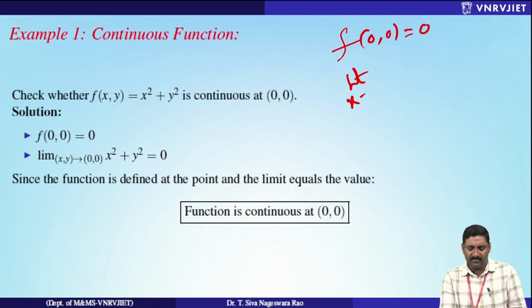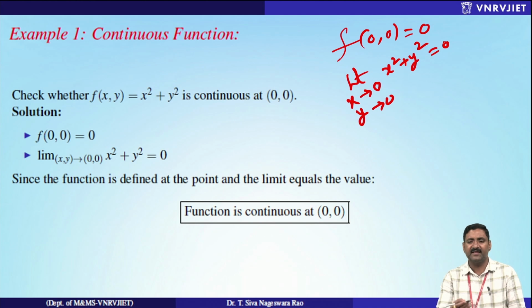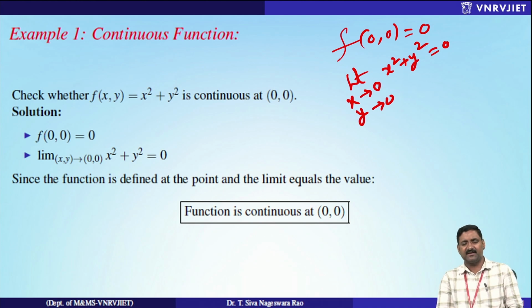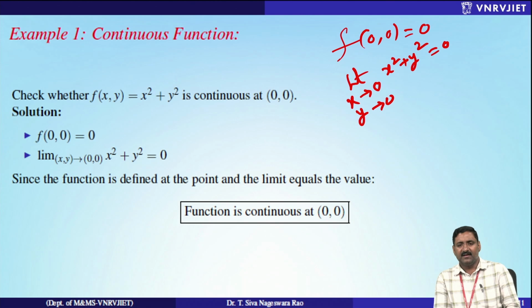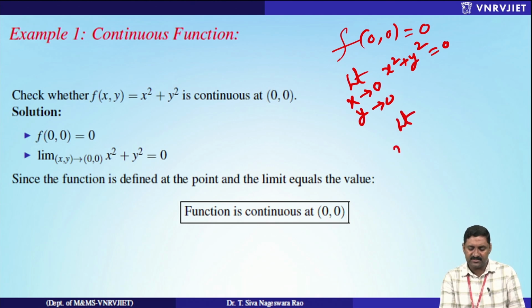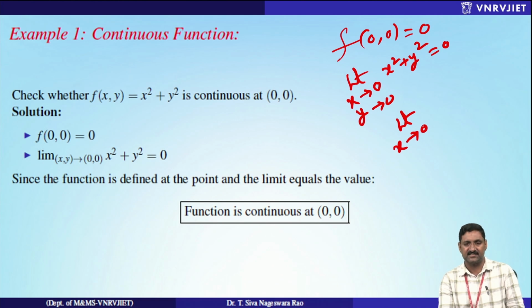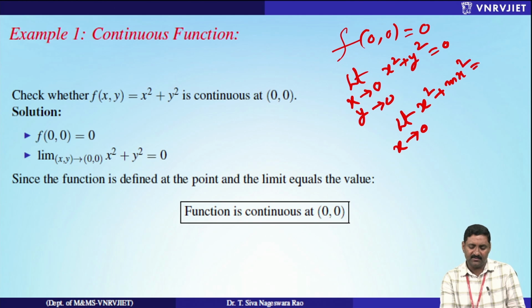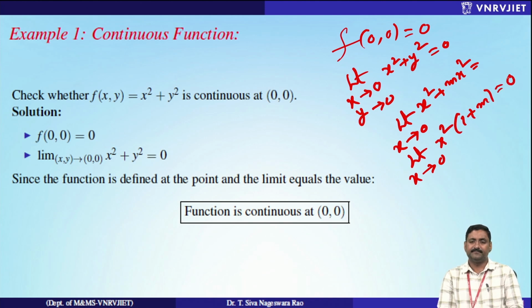Limit as x tends to 0, y tends to 0 of x square plus y square is 0, if you take any path as you wish. Let us take y is equal to mx square. Then what will you get? Limit as x tends to 0 of x square plus m squared x to the power four equals limit as x tends to 0, taking out x square as common, x square times 1 plus m, which goes to 0.